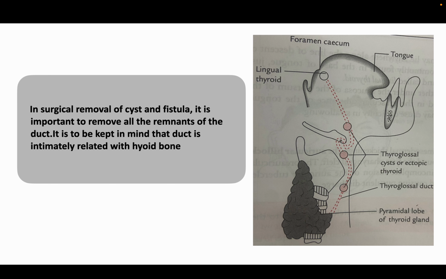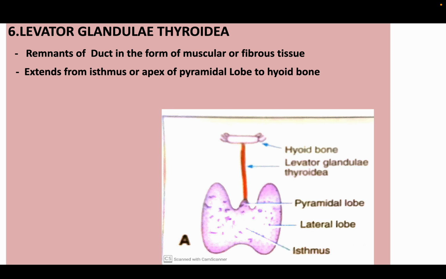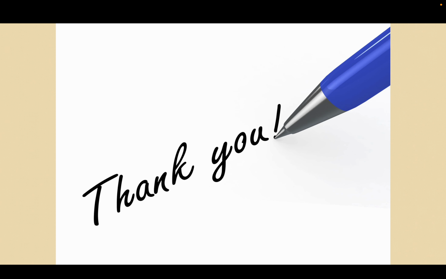In surgical removal of the cyst and fistula, it is important to remove all the remnants of the duct. It is to be kept in mind that the duct is intimately related with the hyoid bone. So this is a very important statement. Then levator glandulae thyroideae: remnants of the duct in the form of muscular or fibrous tissue, extending from the isthmus or apex of the pyramidal lobe to the hyoid bone.